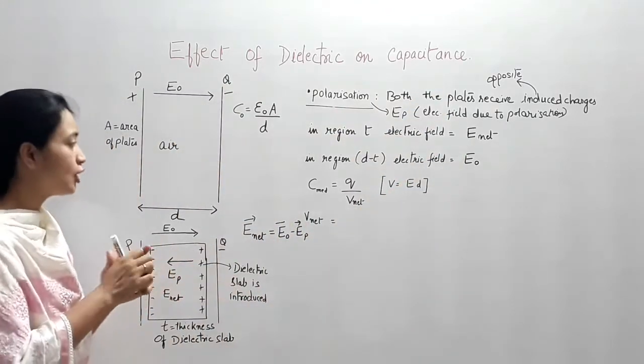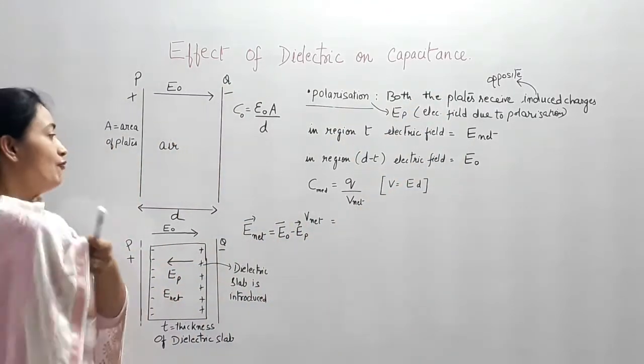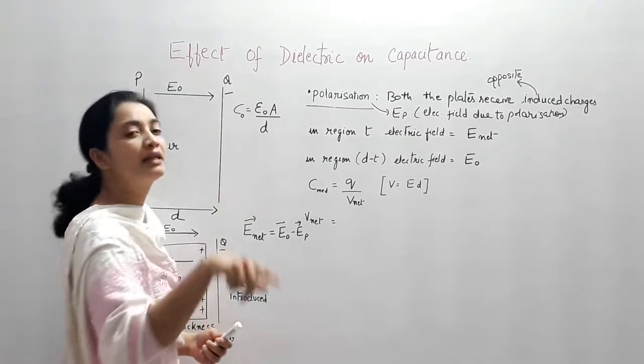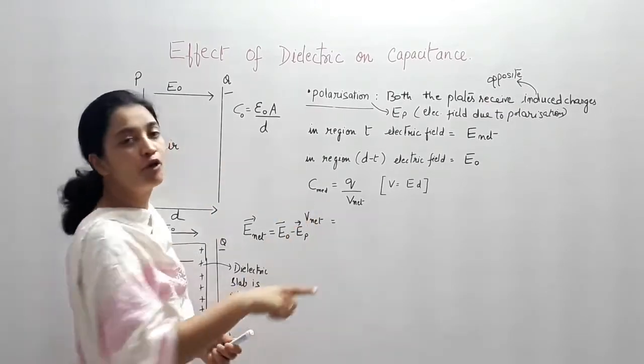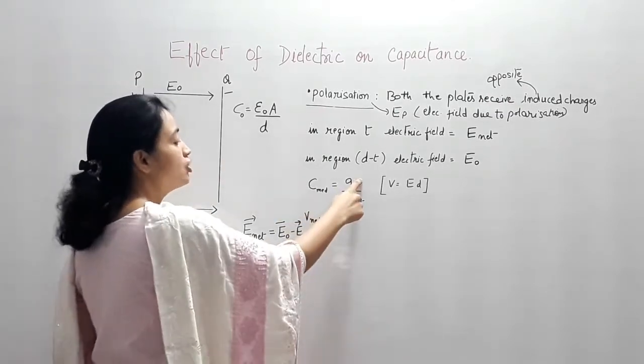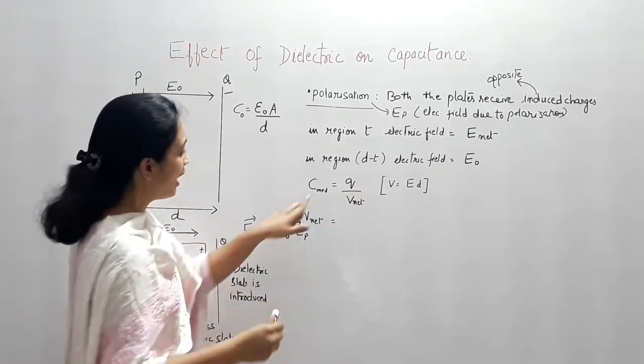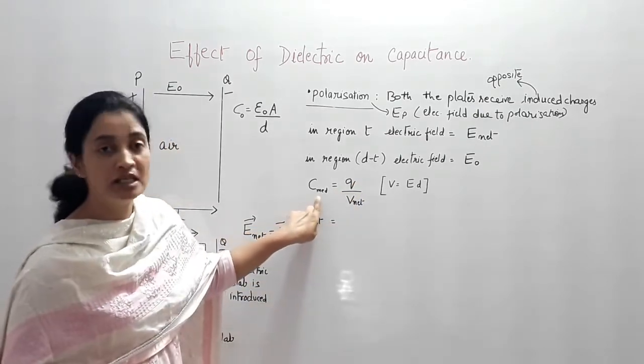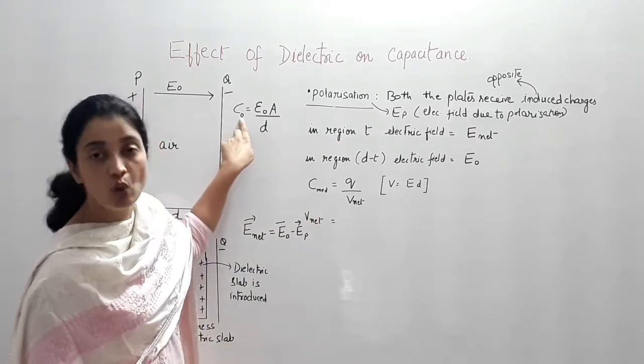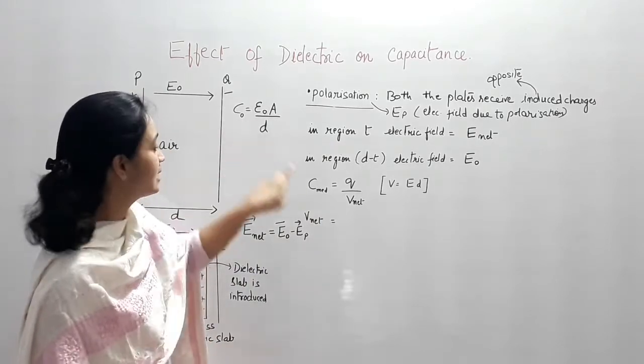So instead of complicating things, we will just say I need capacitance. And what is the formula for capacitance? Capacitance is charge upon voltage. Now I have referred to it as C medium. Why? It is C due to air. When the air was in between the plates, this is C medium.